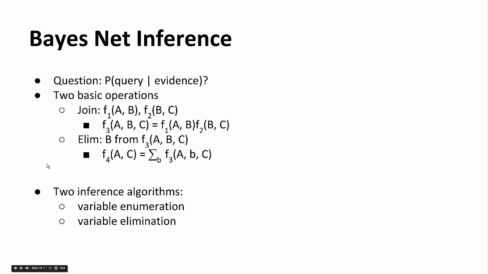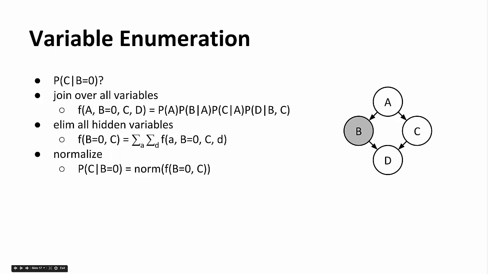In class, we covered two main algorithms for inference. The first was variable enumeration, and the second was variable elimination. Let's take a look at how these two work. Say we have a graph that looks like this, and we wanted to answer this query: the probability of C, given that B is equal to 0. So B is observed, B is evidence, so here we have it shaded.